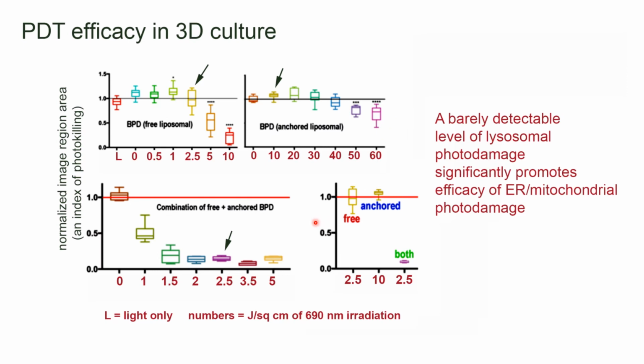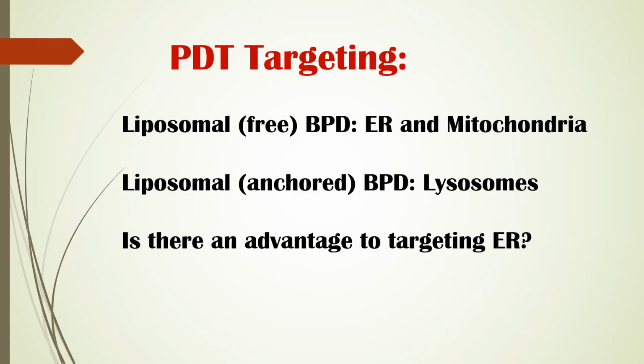However, when we combine these two formulations, we see a greatly enhanced photokilling effect. A 2.5 joule per square centimeter light dose is sufficient to kill greater than 95% of the cells. Here we see the free and the anchored BPD and the two together with a greatly enhanced efficacy. To sum up, by modifying the formulation, we can use the same agent to kill mitochondria, ER, and lysosomes.